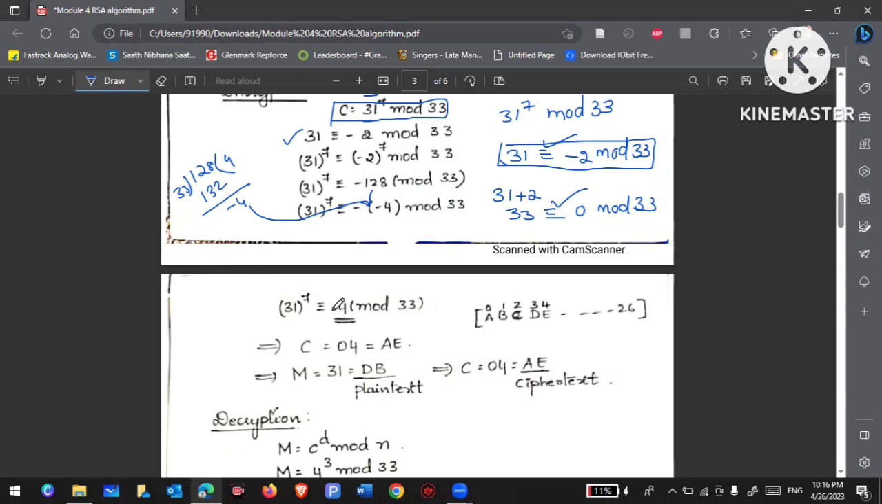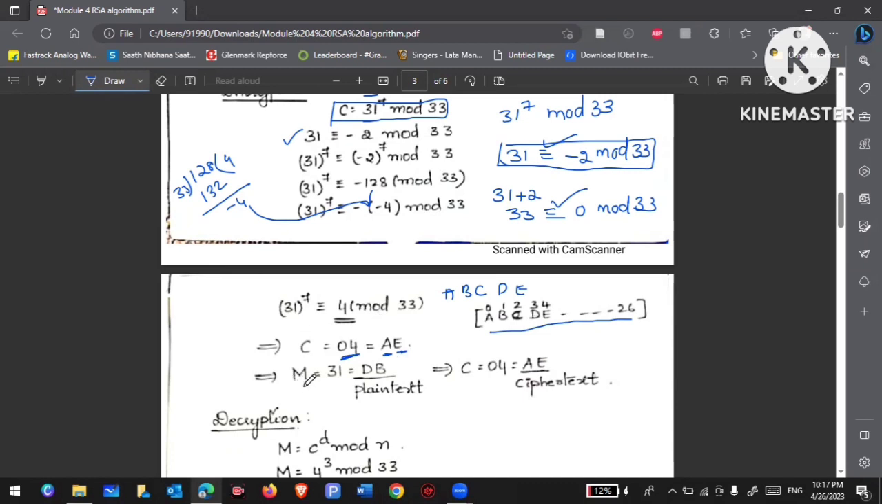Once you get this value, then you write A, B, C, D, E, F just like this, and starting from 0, you mark the values 0, 1, 2, 3, 4 and so on up to 26. So now you have 4, which means 04. 0 stands for A, 4 stands for E. So this is your encryption. So C is equal to AE.